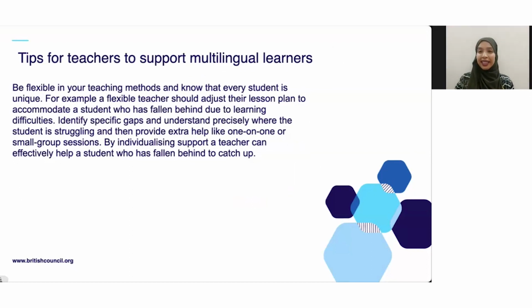So, last but not least, as a teacher dealing with multilingual learners, you need to be flexible in your teaching methods. And you need to know that every student is unique. Every student is different. So, for example, a flexible teacher should adjust their lesson plan to accommodate a student who has fallen behind due to learning difficulties. So, you need to identify the gap, you need to identify the issue, and as a flexible teacher, you need to offer help like a one-on-one session or a small group session so that you can make them feel connected. Because by individualizing support, a teacher can effectively help a student who has fallen behind. You help them to catch up.